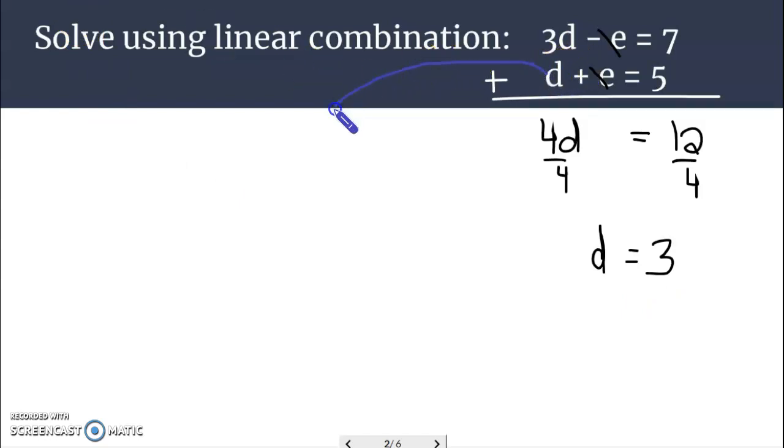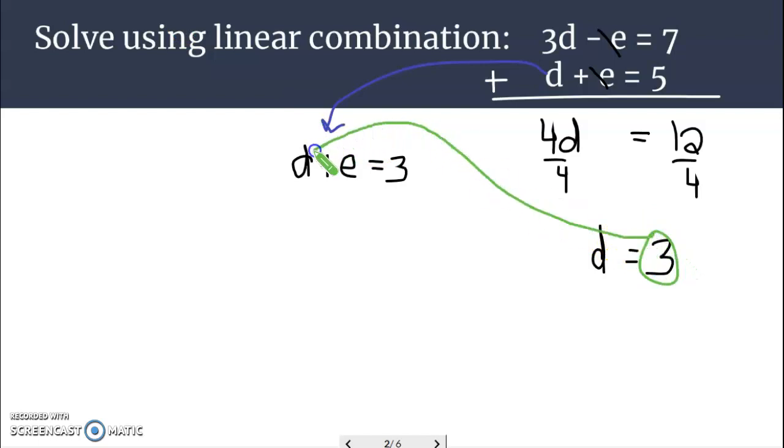Let's go back and revisit the second equation. D plus E equals 3. I'm going to take what D equals, 3, and substitute it in for D in the second equation. Now I could have used the first equation, no problem there. I just picked the one that looks like it's a little bit easier to deal with. So I'm going to put a 3 in for D. I'll rewrite the rest of it.